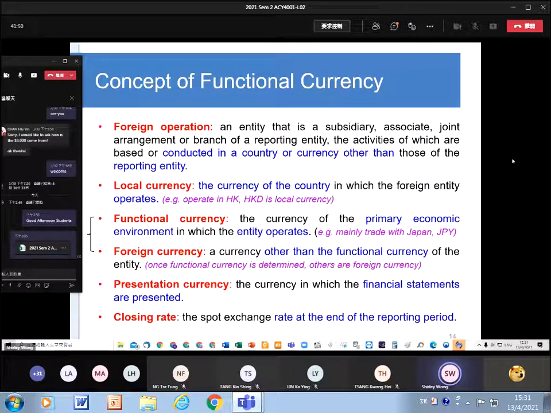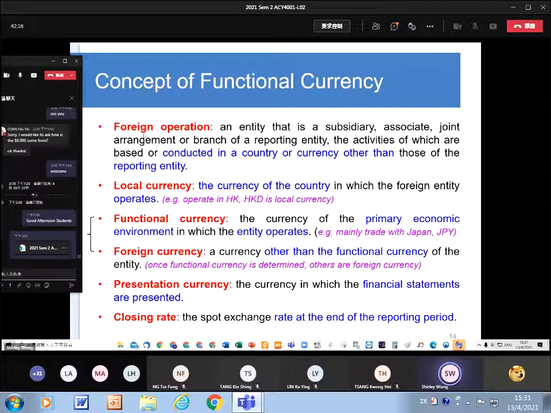As I just mentioned to you, you do not have the choice of the local currency. You only have the choice to choose which place you are going to operate, and then the currency that place uses is what you call the local currency. However, functional currency, you have the right to choose. Functional currency reflects your primary economic environment. That means where you operate, where is your main operation?